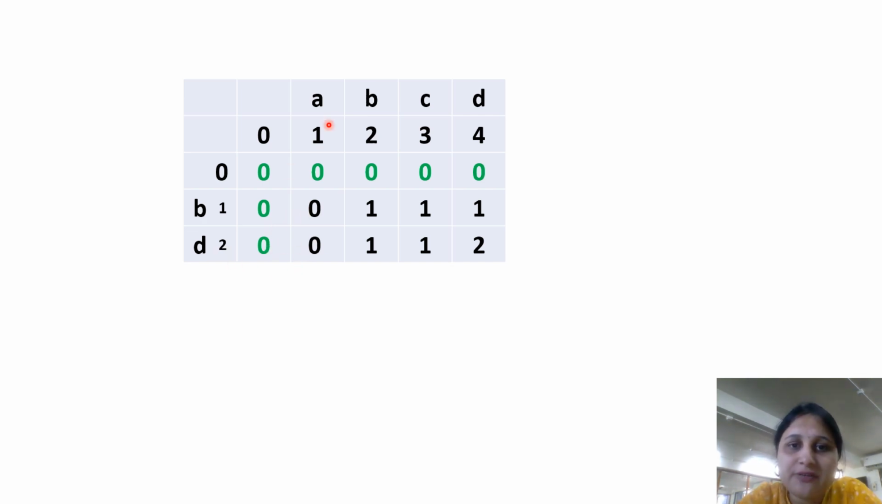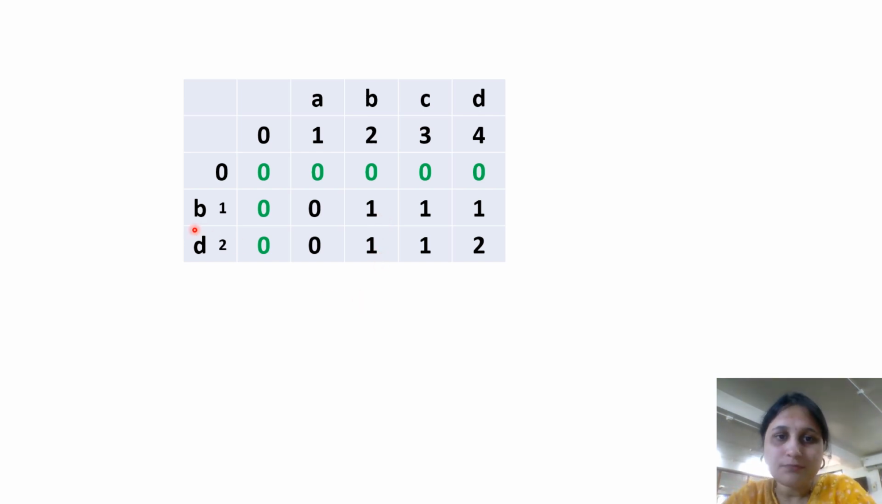Now let's match D with B. Is it matching? No. So we will check the previous row and previous column. For this, the previous row is this one and the previous column is this one. The column contains 0 but the row contains 1. So 1 is bigger than 0. Hence we have put 1 here.